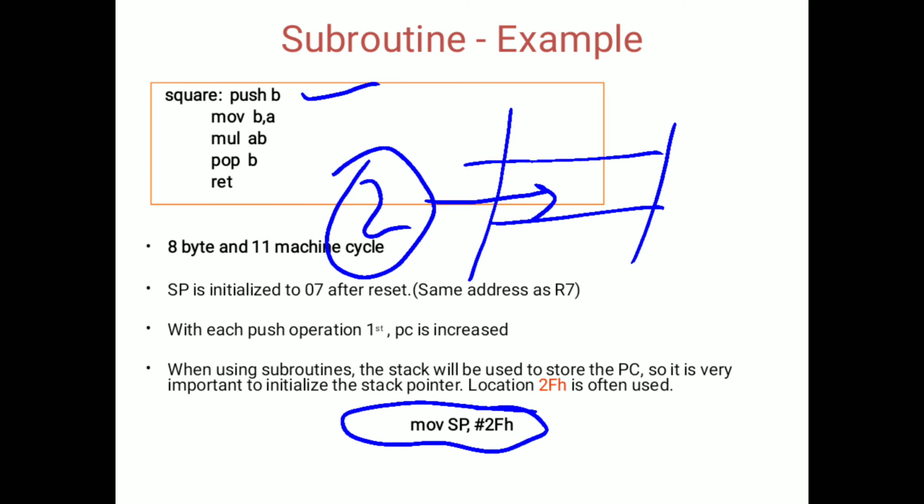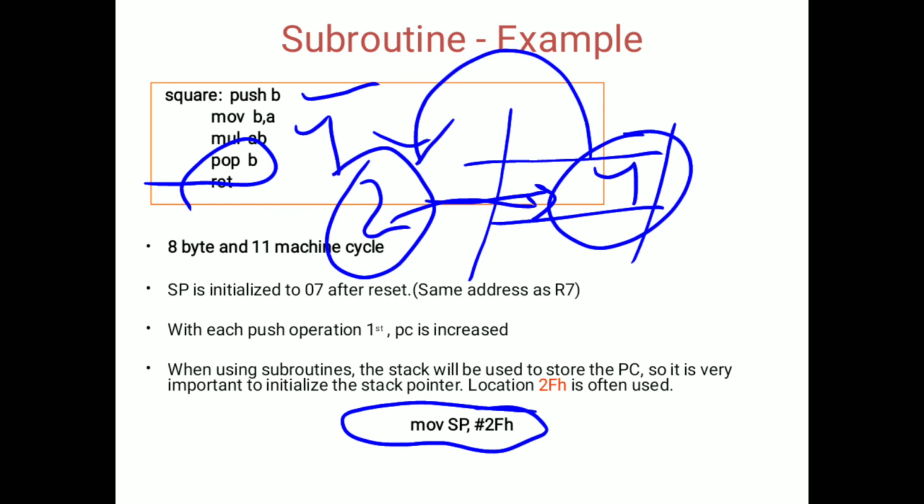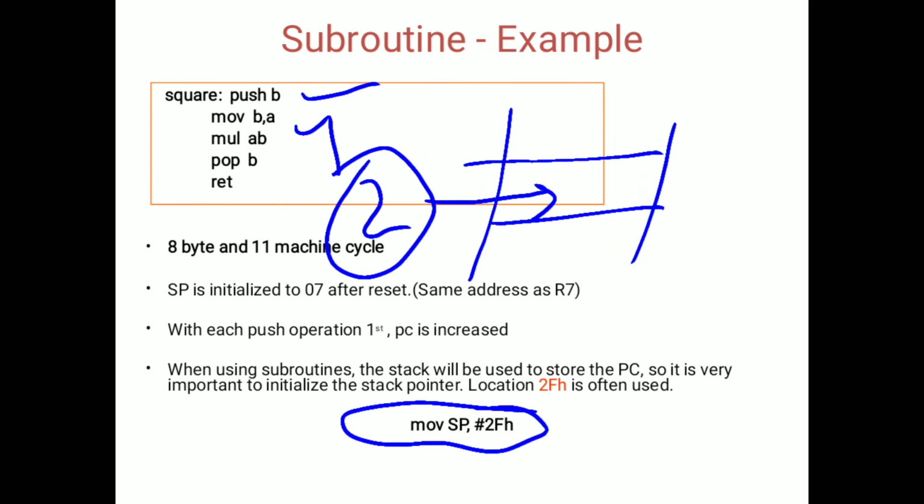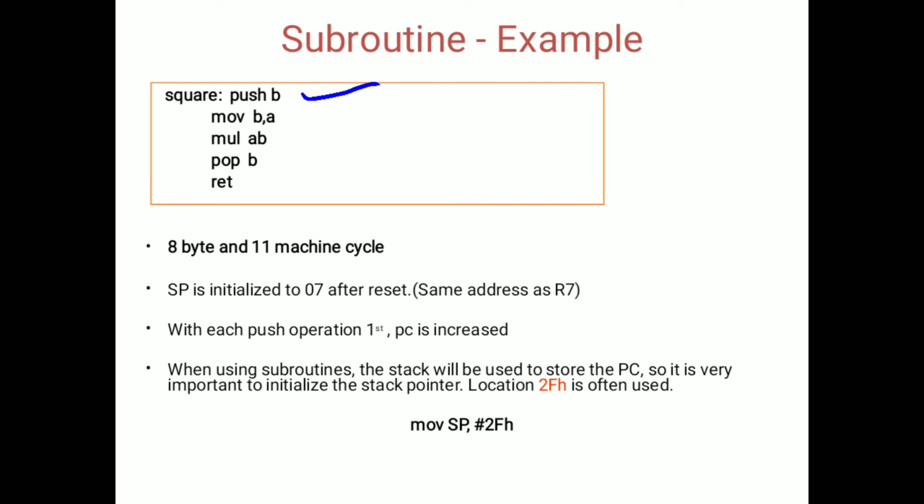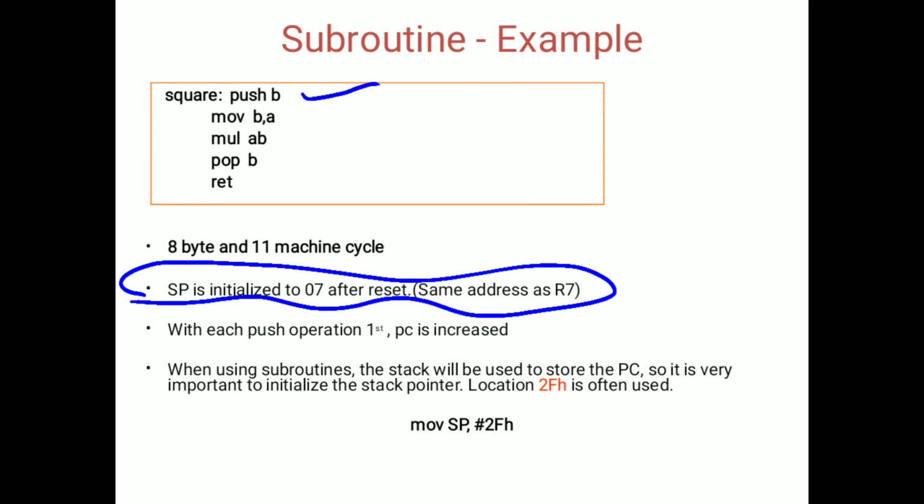Then we moved the accumulator register to register B and multiplied A with B. Here we have taken the square, so 2 times 2 means 4. Then we have written pop B, so that the saved data is restored. Push means we are putting data into the stack memory, pop means we are taking data from the stack memory. Whenever a reset operation is performed, the stack pointer is initialized to 07H. So it is very important, when using stack memory, to initialize the stack pointer with the 2FH location.